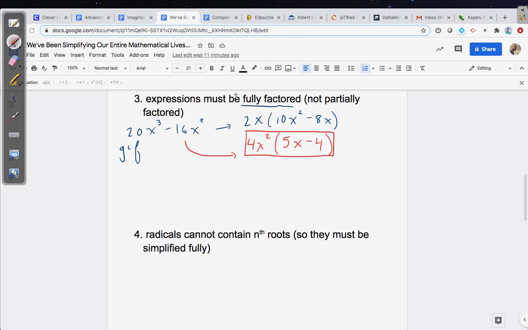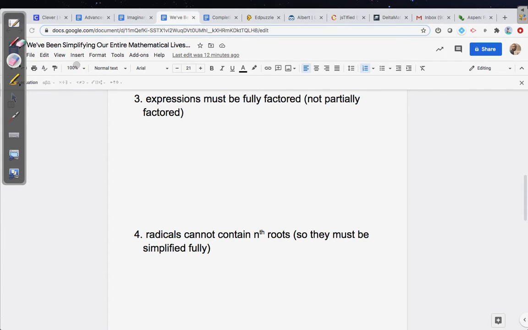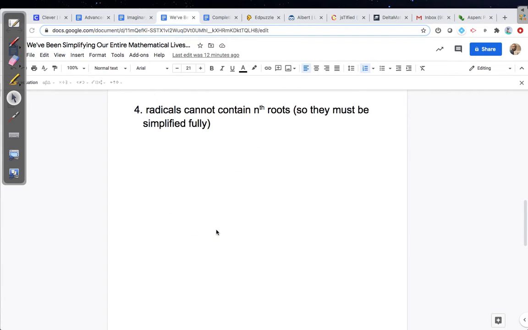And it falls nicely into this theme of what does it mean to do something fully or to completion. So one final example, and this comes from our recent explorations as well. It is this idea that radicals cannot contain nth roots. And the radicals that we've been working with, and I'll stick to those in this video, have been square roots.